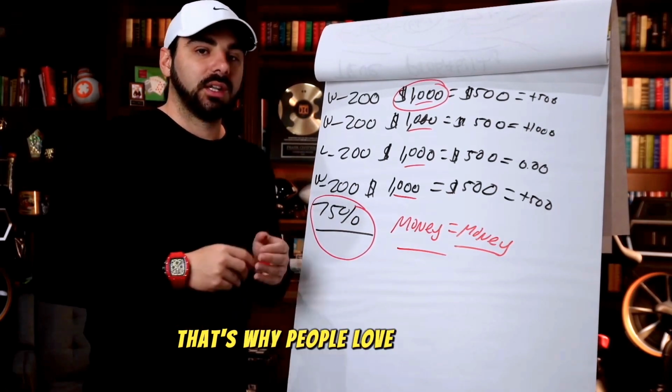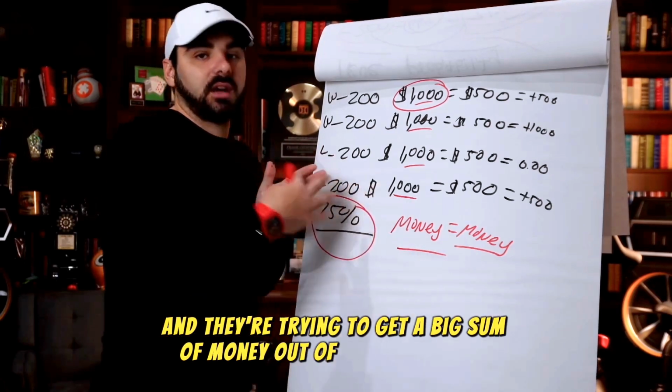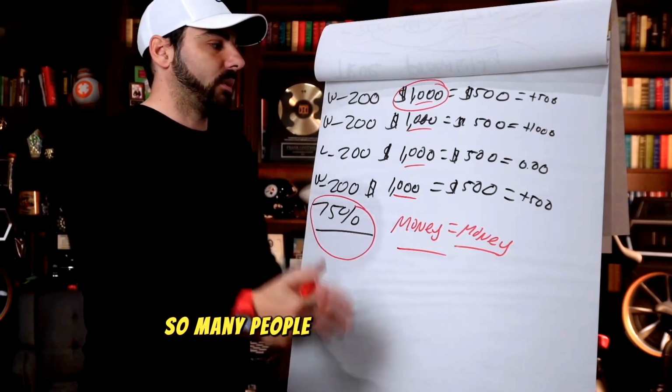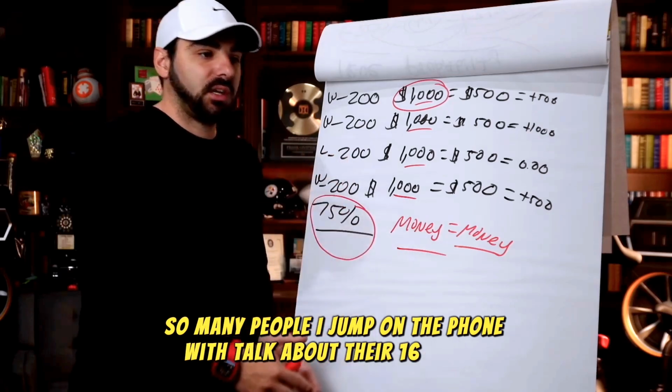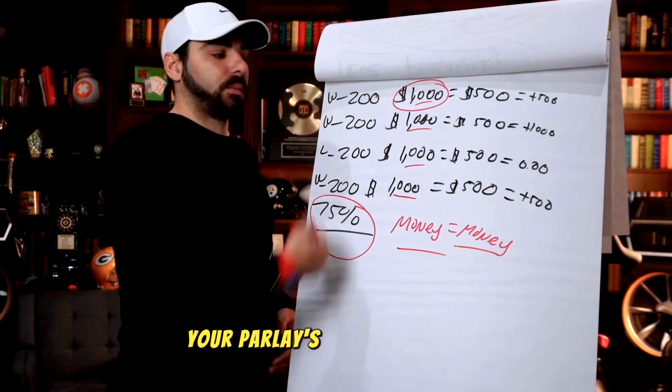That's why people love to gamble, because they don't have any money and they're trying to get a big sum of money out of a small amount. And guess what? They always end up losing. All right? So many people I jump on the phone with talk about their 16 parlays, 17 parlays. These aren't parlays. These are all straight bets.